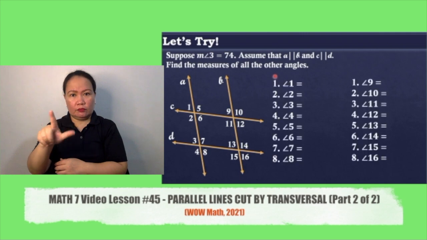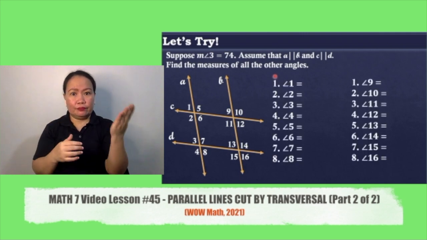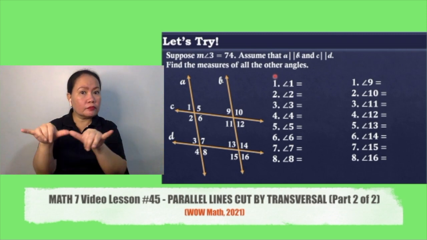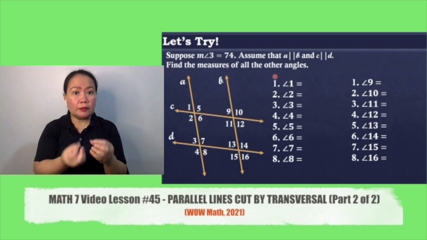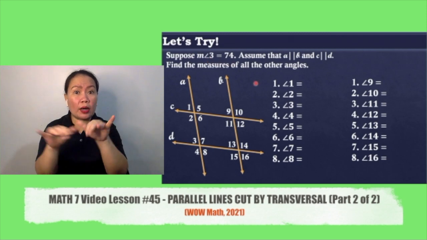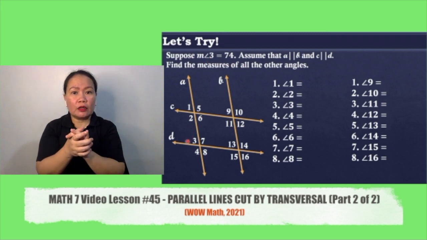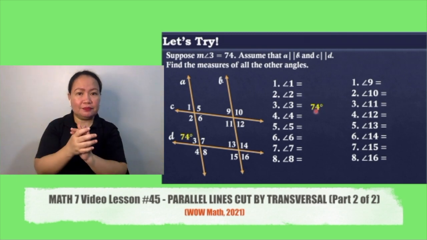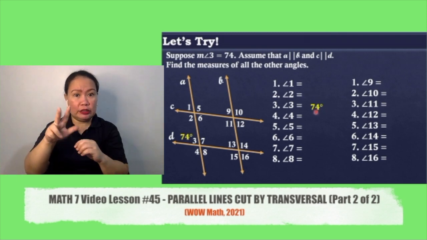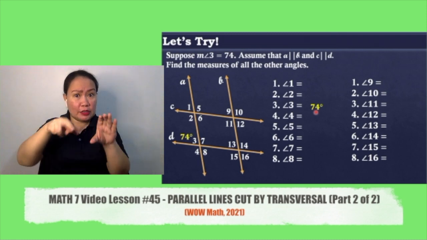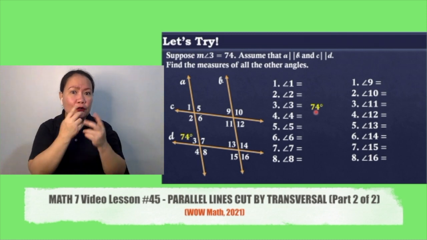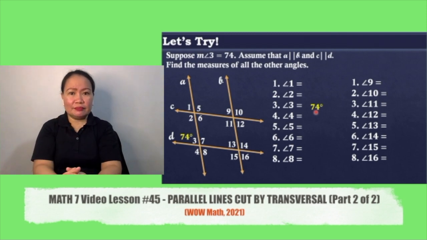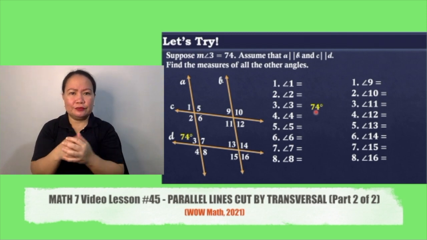Now, we are asked to find the measures of all the other angles. Okay? So nagbigay lang siya ng isang measure. The measure of angle 3 is equal to 74. So ilagay natin siya. Ayan. So meron na tayong isang measure ng angle. Now, pwede mo i-pause yung video para mag-try kang sumagot bago mo makita yung sagot dito sa ating presentation. Okay? Para matest mo na rin ang sarili mo kung kaya na.